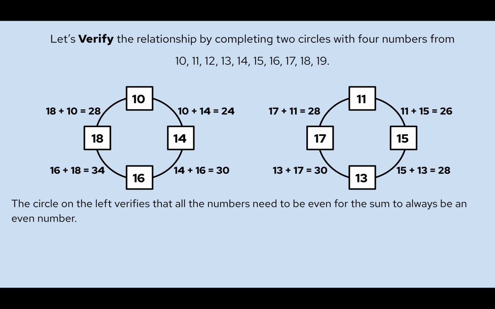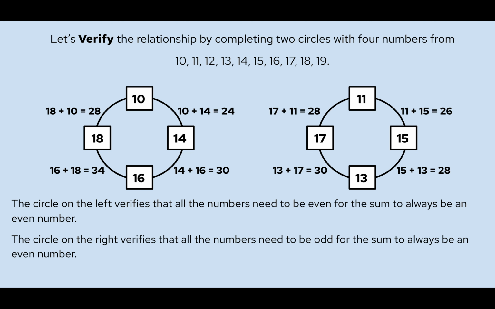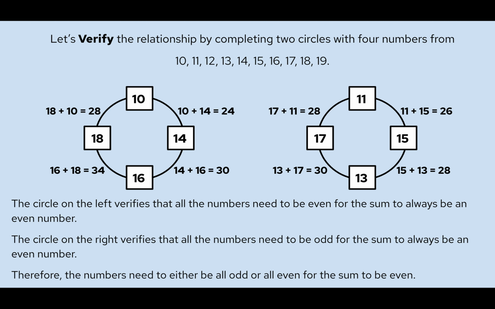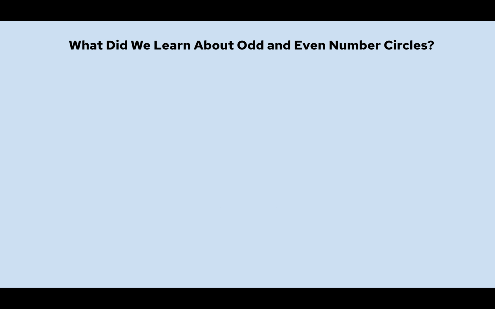So the circle on the left verifies that all the numbers need to be even for the sum to always be an even number. And the circle on the right verifies that all the numbers need to be odd for the sum to always be an even number. Therefore, the numbers need to either be all odd or all even for the sum to be even.